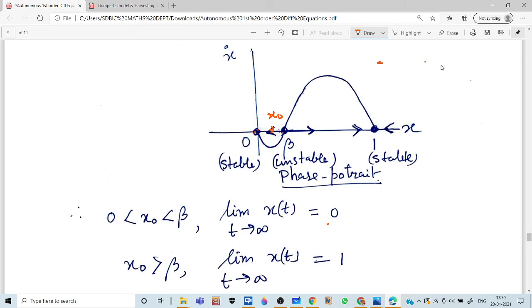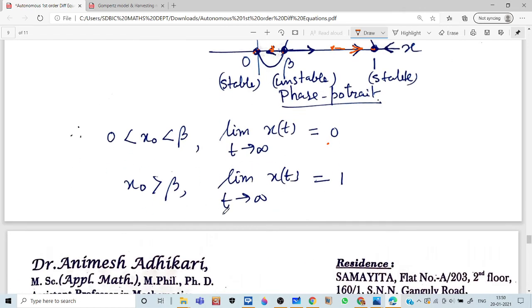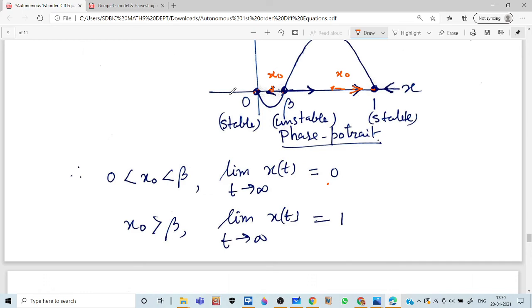And if x0 is greater than beta and less than 1, then for this initial value x0 at time t equal to 0, the solution trajectory goes to the point x equal to 1, so the limit of x(t) as t tends to infinity is 1. So 1 is stable and 0 is stable, but the beta point is unstable.